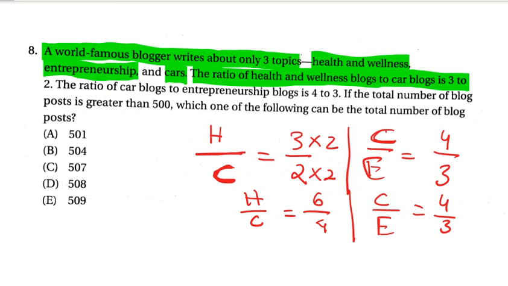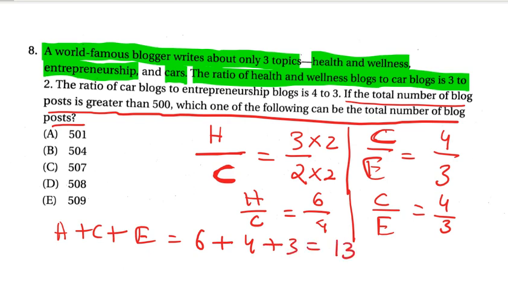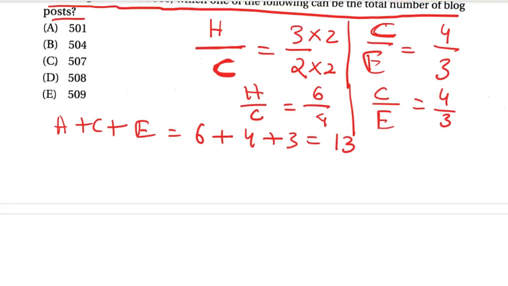Now let's read the next part of the question. If the total number of blog posts is greater than 500, which one of the following can be the total number of blog posts? So how many blog posts are we getting from here? We are getting H plus C plus E. So what is H? 6 plus C is 4 plus E is 3. We are getting 13 blog posts. Now let's find multiples of 13, which is close to 500.